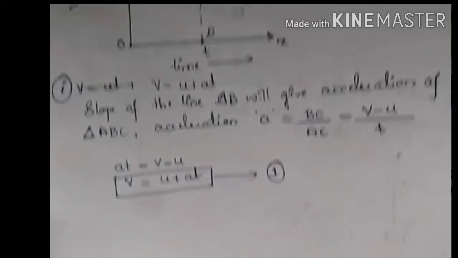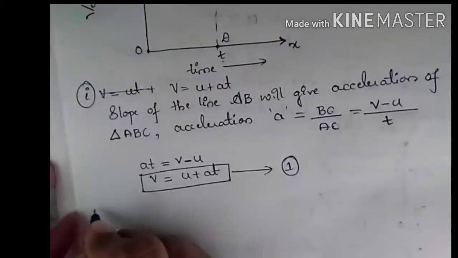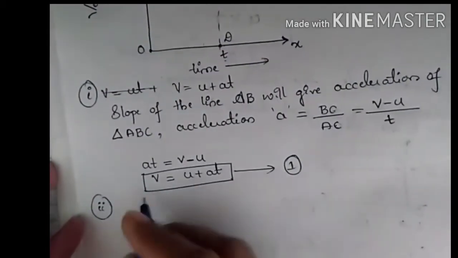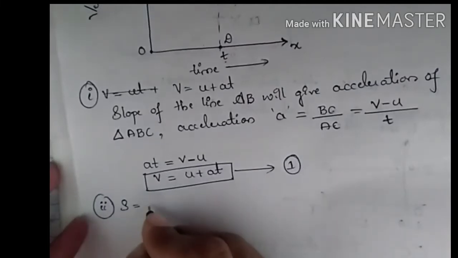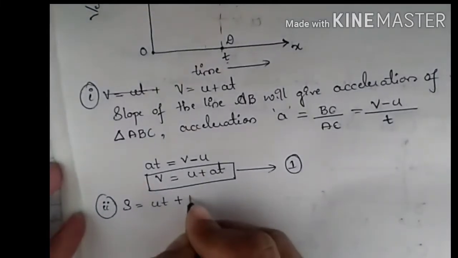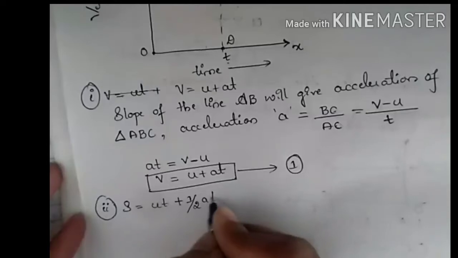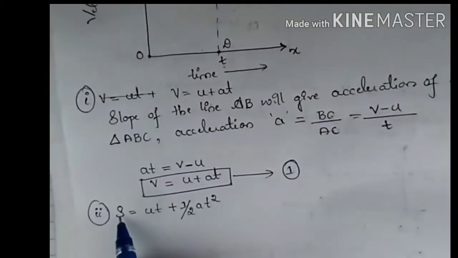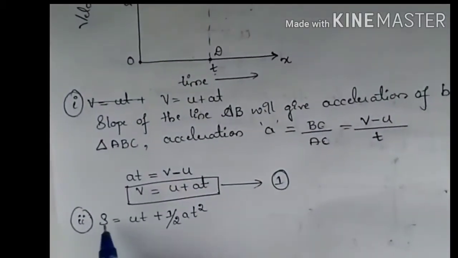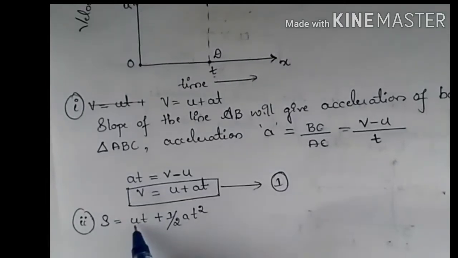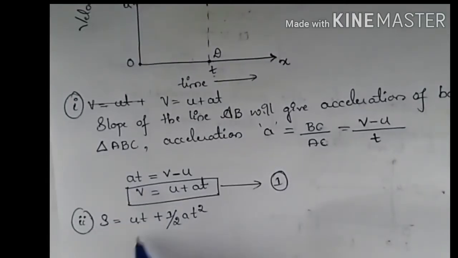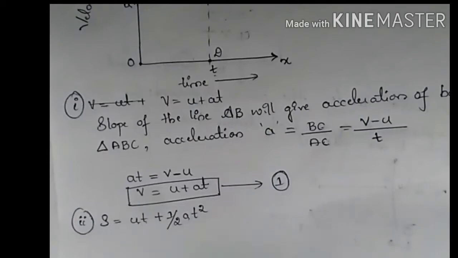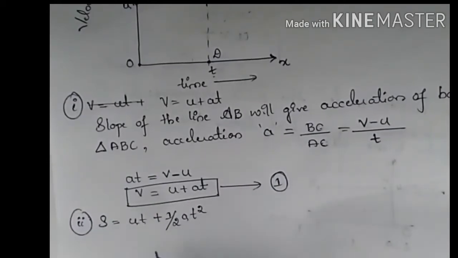Now let us derive the second equation. The second equation is s equals ut plus half at square. Here s denotes the displacement, u is initial velocity, t is time, a is acceleration and t is again time.